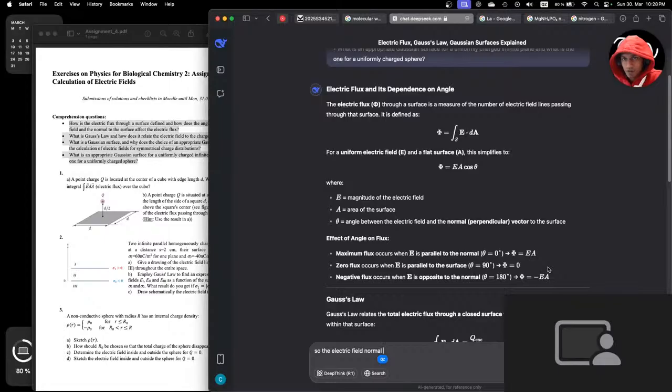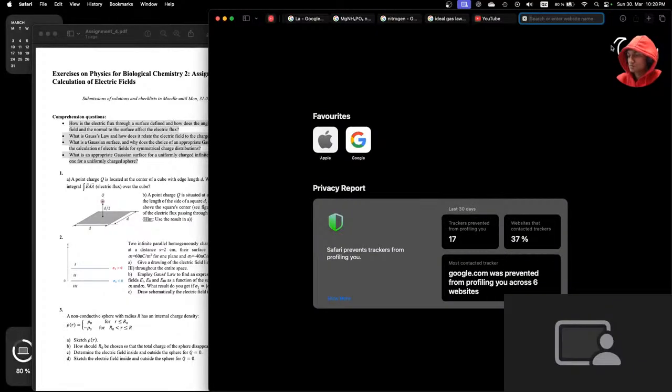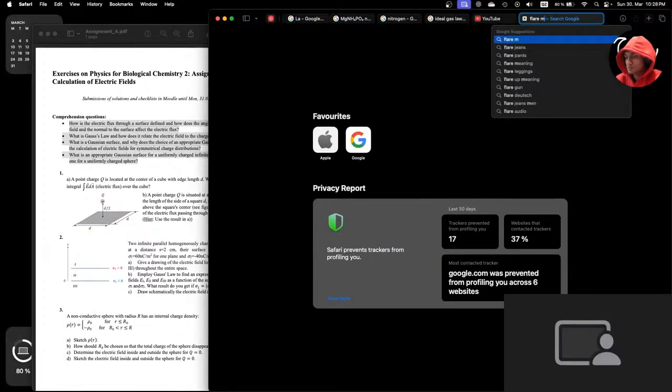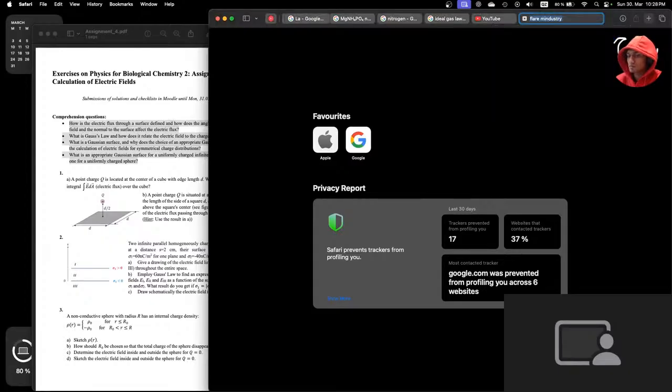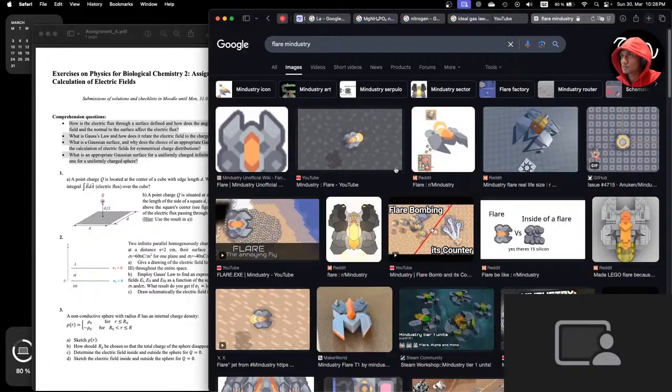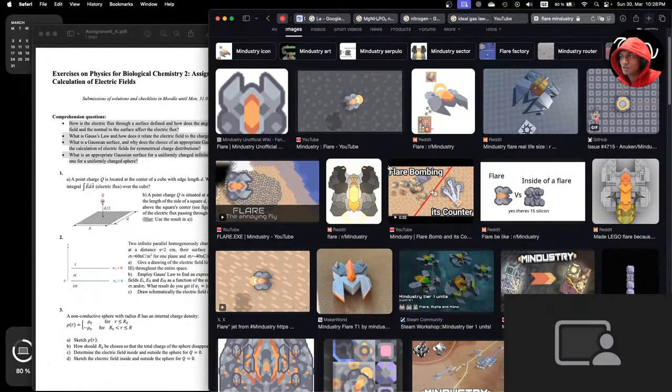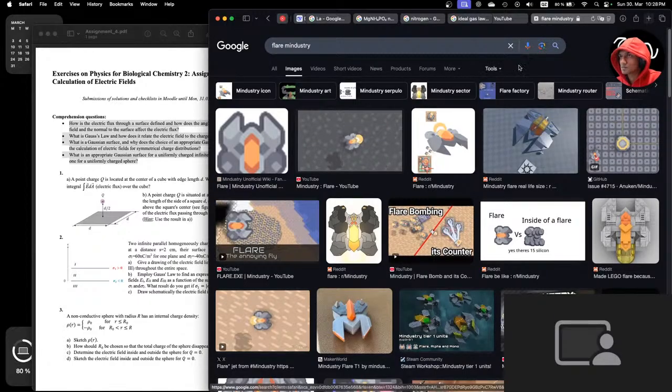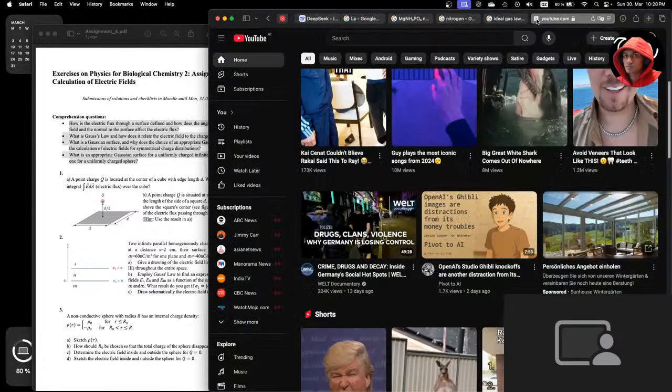Fastest air unit is flare. It's even defense air unit. Flare, damn. Just wanna see how it looks. Oh, it's a tiny. Interesting.